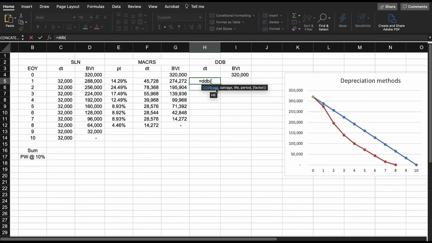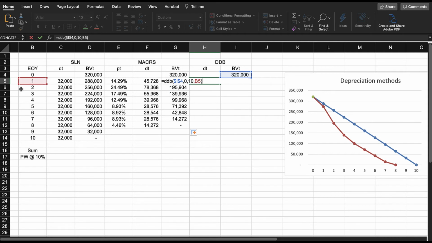The first one is cost basis, as you can see, and we need to select the cost basis. Again, I'm locking in that cell. Salvage value is 0. Third argument that we need to pass is the life, that is 10 years. And the last one is period. And since we're now in period 1, I'm just going to select 1 here, or cell 1.